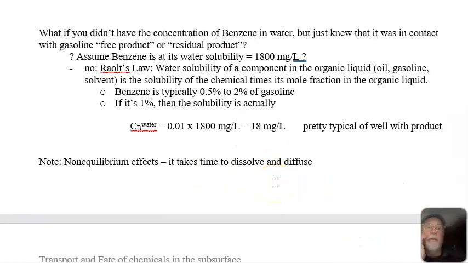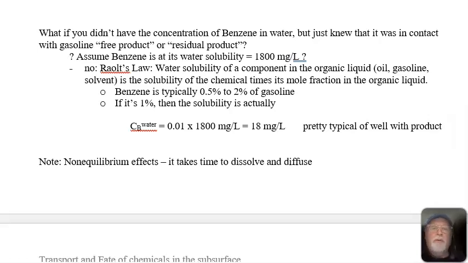A couple of notes here on the dissolution or solubility of benzene. What if you don't have the concentration of benzene in water? We just know that it's in contact with gasoline, free product or residual product. So that's actual gasoline, either floating in there, where we can get it out, or stuck between the little sand grains. Well, the solubility of benzene in water is about 1,800 milligrams per liter. So if it's at its solubility, well, we just get 1,800 milligrams per liter in water, right? You never see water concentrations close to 1,800 milligrams per liter at a gasoline site.